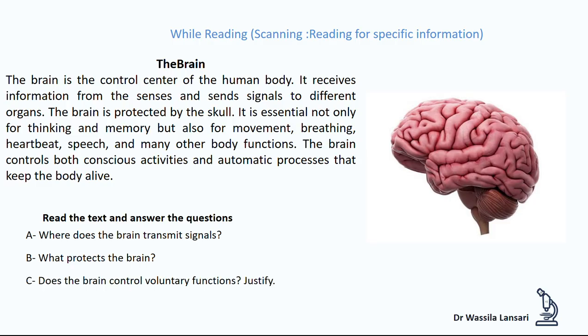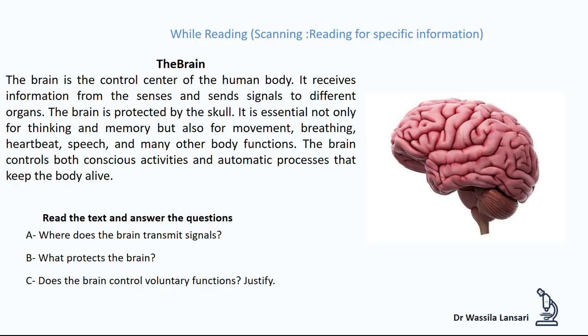The third question is a yes-no question. We have to answer by yes or no. Then we justify the choice of yes or no. Does the brain control voluntary functions? So the keywords here are control, voluntary functions.